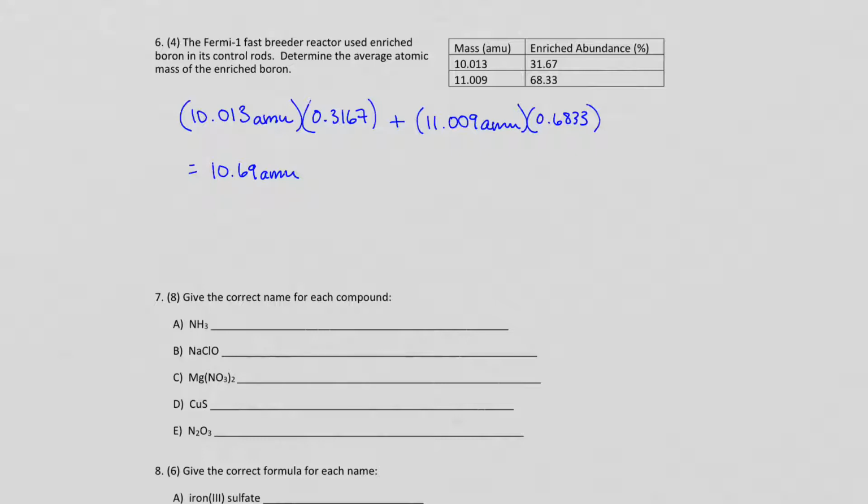Now, a common mistake, right, is people will divide that by 2. Okay? You don't need to do that. You don't need to average them, right? That's not what we're doing.